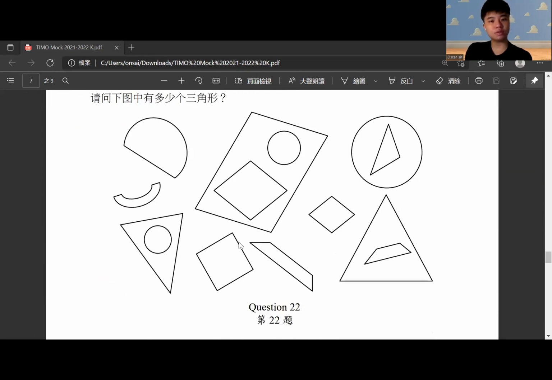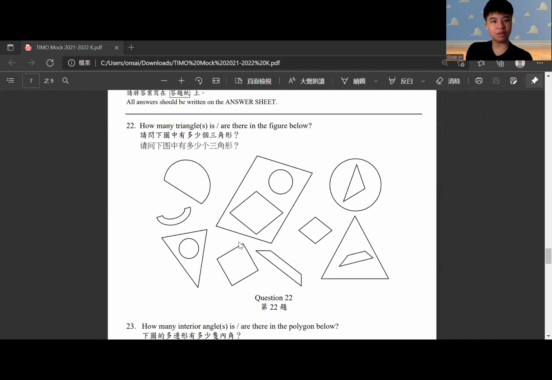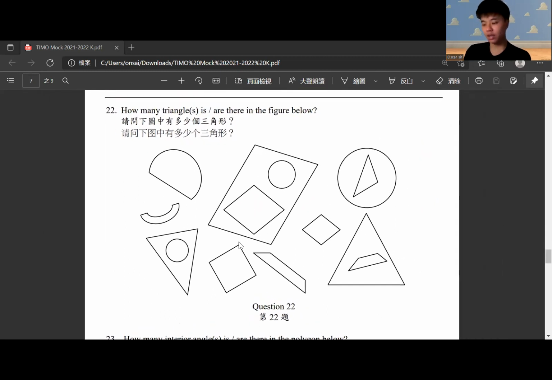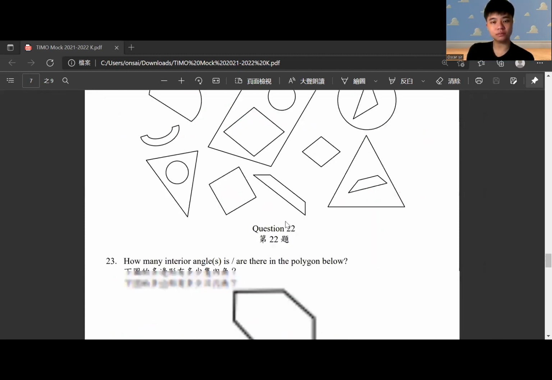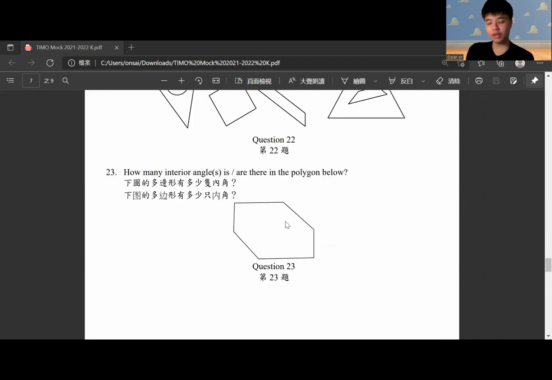So in question 22, how many triangles are there? Okay, we just need to count the triangles: one triangle, two triangles, three triangles. So three. Nothing else, right? Three. Yes, it's three. Okay, let's move on to the next question.